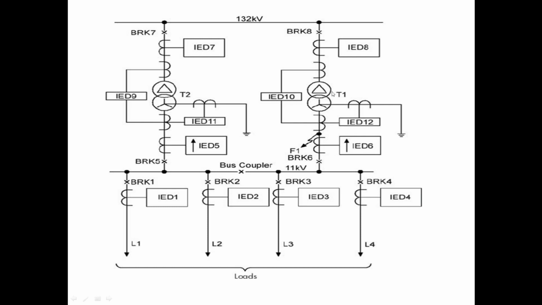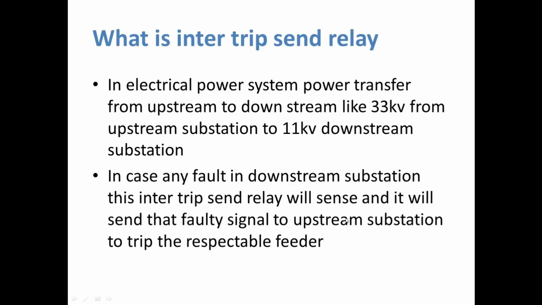In a similar way, for the other incomer B, in case of any fault in the downstream, for example fault F1 here, this relay will sense that fault and immediately trip breaker 6. At the same time the intertrip send relay will confirm the breaker trip. It will send the fault signal to IED8 and IED8 will trip breaker number 8. This function is called the intertrip send relay.